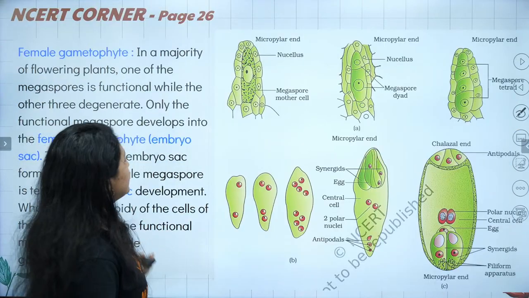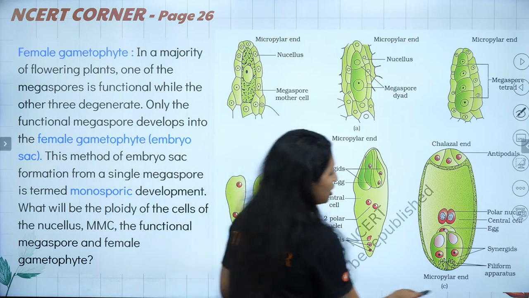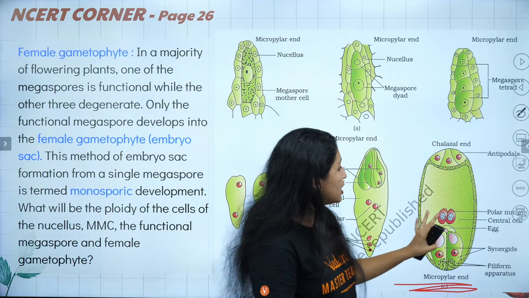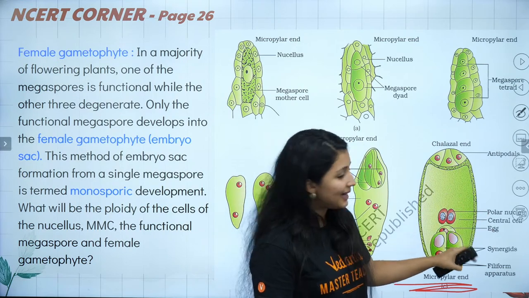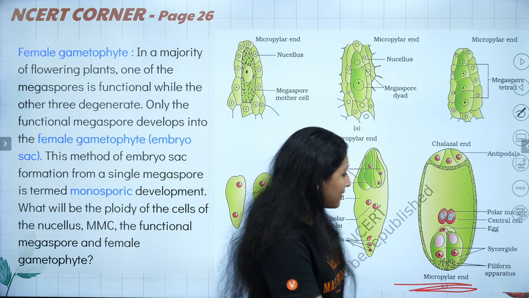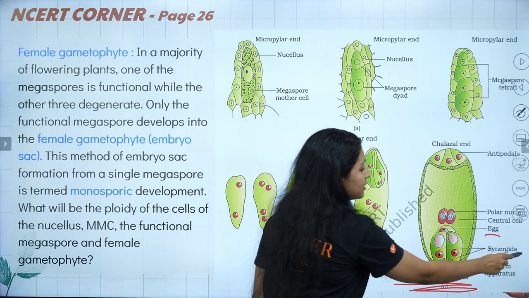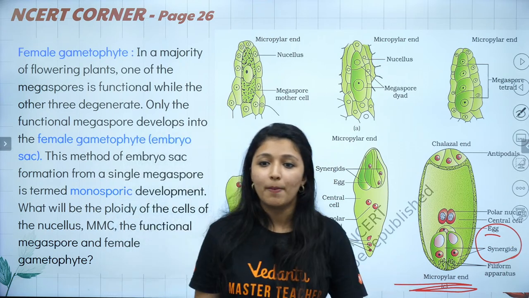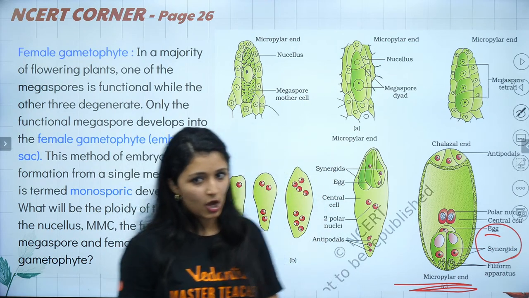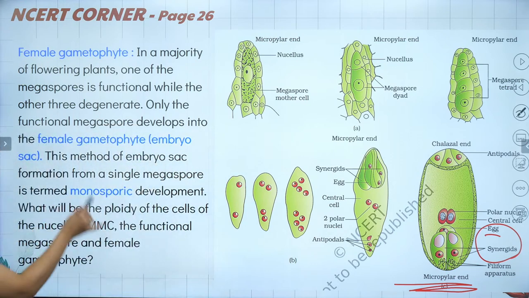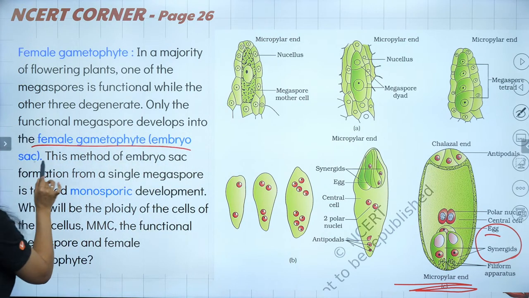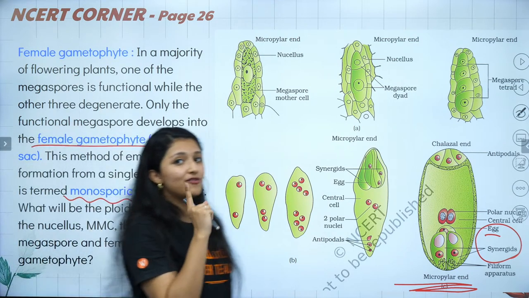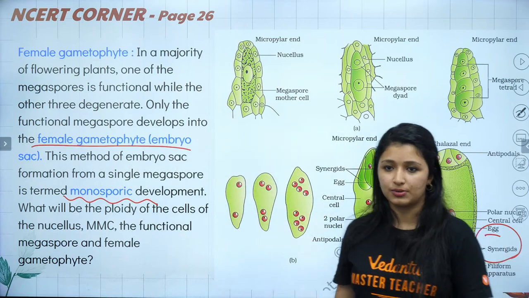Yes. So you can see here, this is how they are forming. This is your mature embryo sac. We have antipodals, 3 cells at the chalazal end. You have the 2 polar nuclei inside, and you have the central cell. Then we have the egg apparatus, which contains the egg and the synergids together. 2 synergids are there, and inside the synergids, you have the filiform apparatus. So this is your mature female gametophyte or embryo sac. This is called monosporic because only one megaspore forms this entire structure.